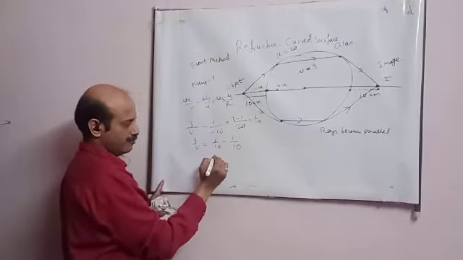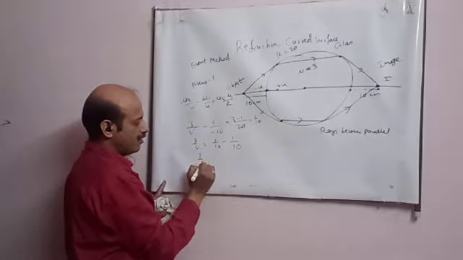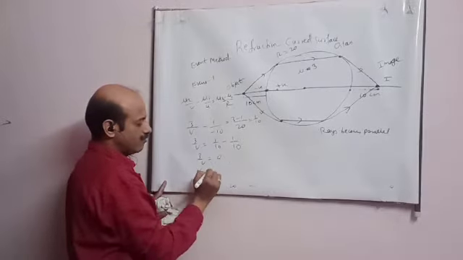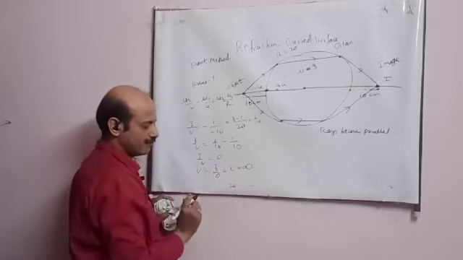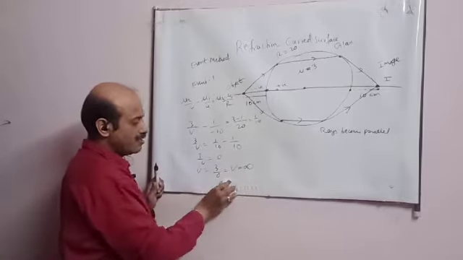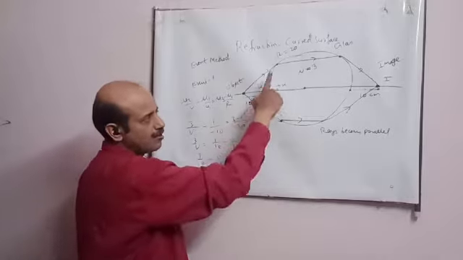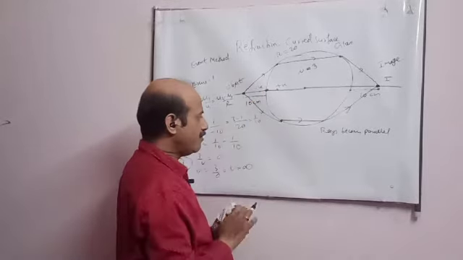See student, 3 by V is equal to 0. So V is equal to 3 by 0. See student, I am getting V is equal to infinity. And this V is equal to the image of this. This is the object for the second event. Now second event I am solving.